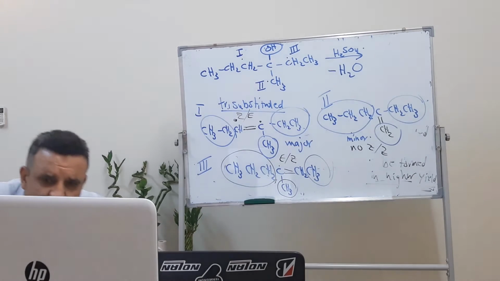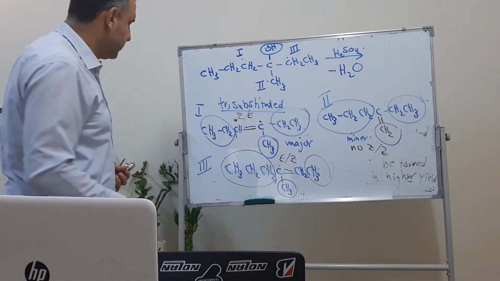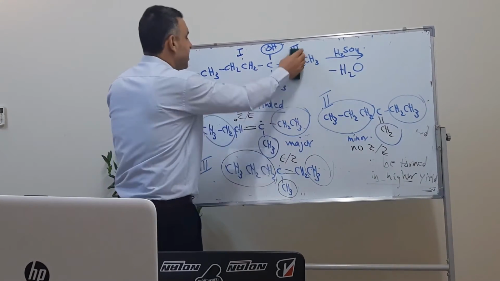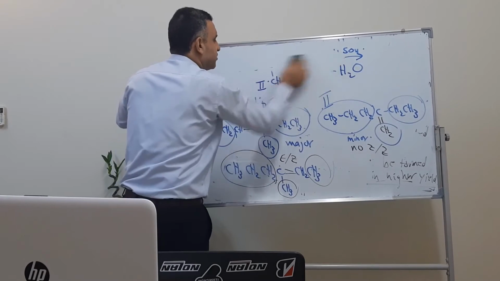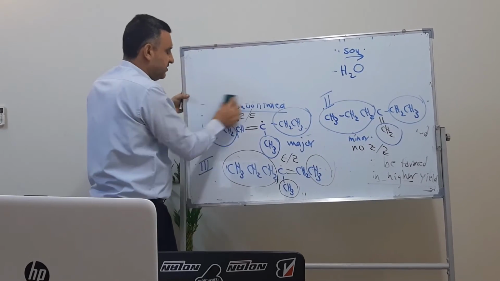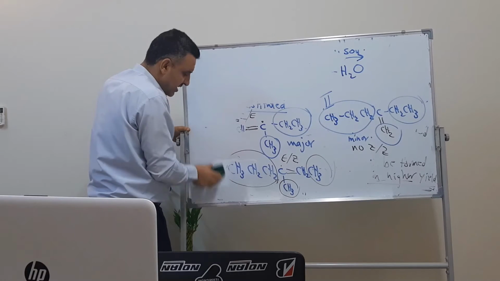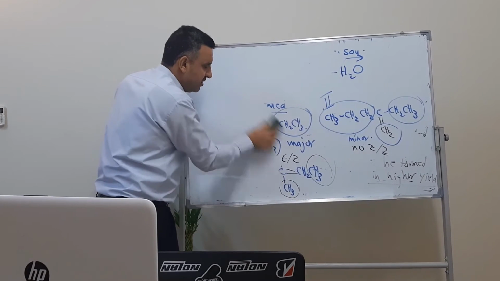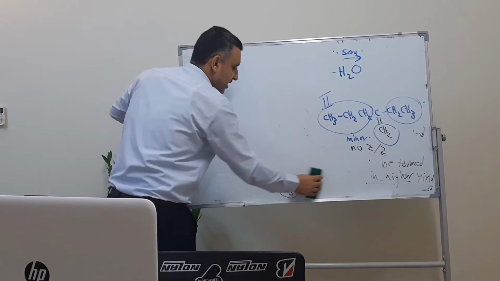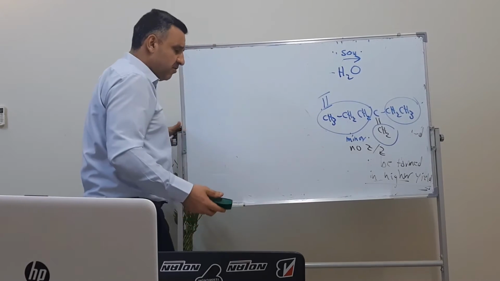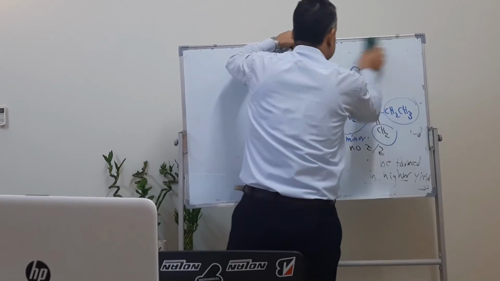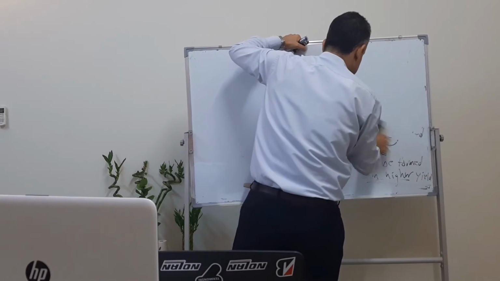Alright, let's move to another reaction of alkenes. Now let's talk about reactions of alkenes. What we have discussed so far in the beginning of chapter 8 are the preparation methods of alkenes, or in other words, how to make alkenes.